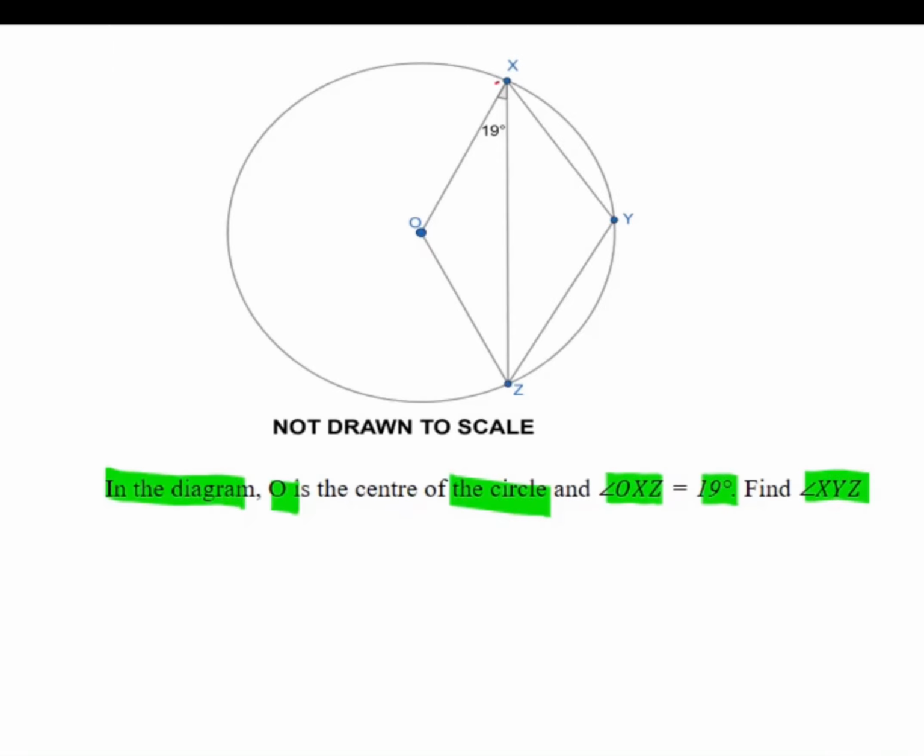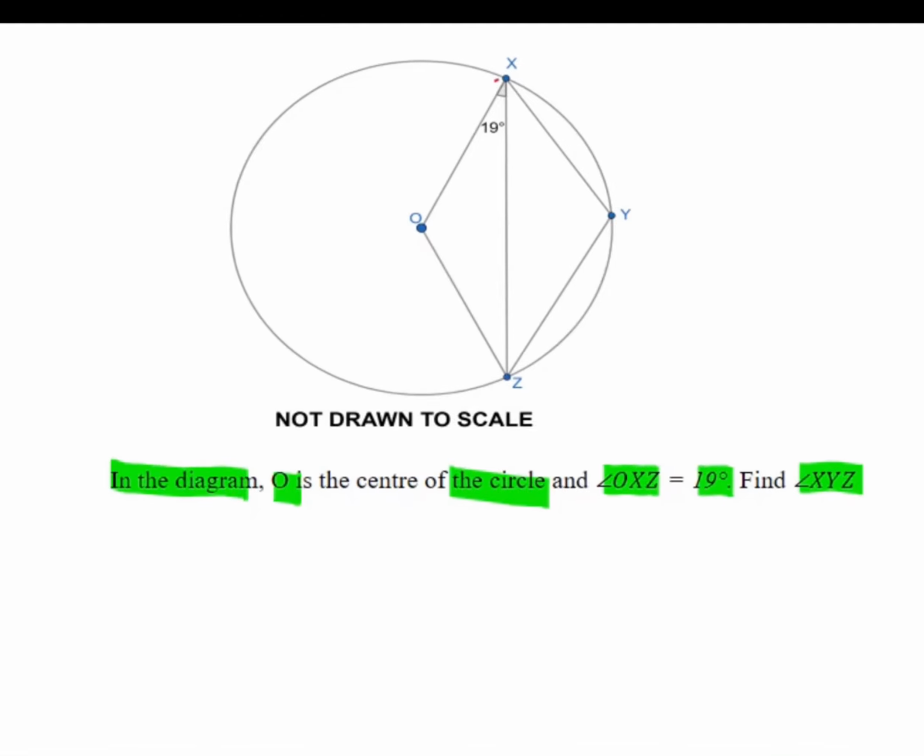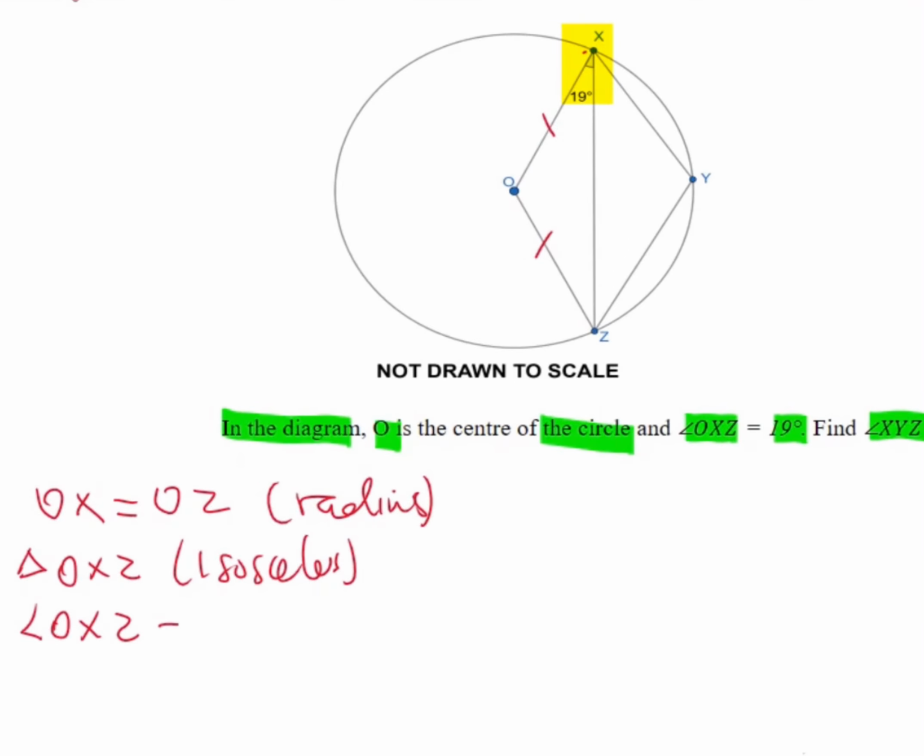So let's dive in. Line OX is a radius and line OZ is also a radius. A line drawn from the center to any point on the circumference is a radius, and since it is a radius, line OX is equal to line OZ. Why? Because radius. So this creates an isosceles triangle, triangle OXZ. In an isosceles triangle, we have two angles being equal, right? So angle OXZ is equal to angle OZX, which is equal to 19 degrees.